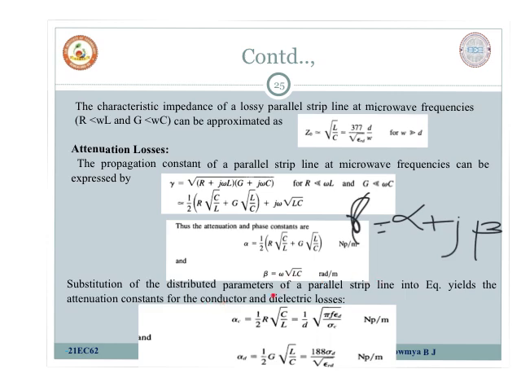Now, substitution of the distributed parameters of a parallel strip line into the equation yields the attenuation constants for the conductor and dielectric losses. Therefore, alpha c is equal to 1 by 2 R square root of C by L, that is equal to 1 by d square root of pi f epsilon d divided by rho c Nepers per meter. Similarly, alpha d can be written as 1 by 2 G square root of L by C, that is equal to 188 rho d divided by square root of epsilon d Nepers per meter. This is about the equations pertaining to the attenuation losses.